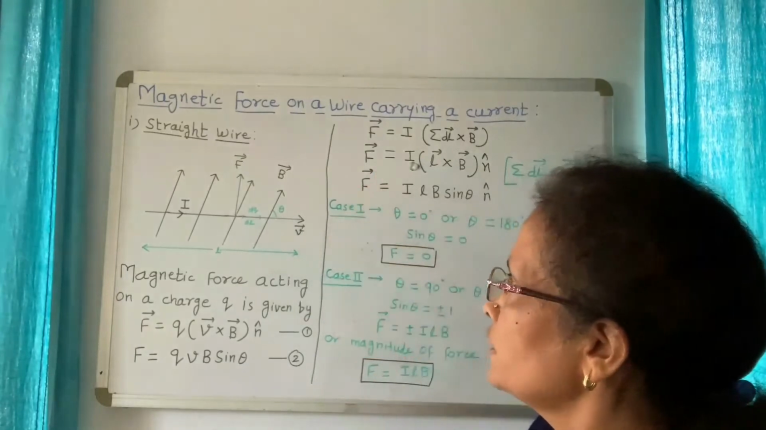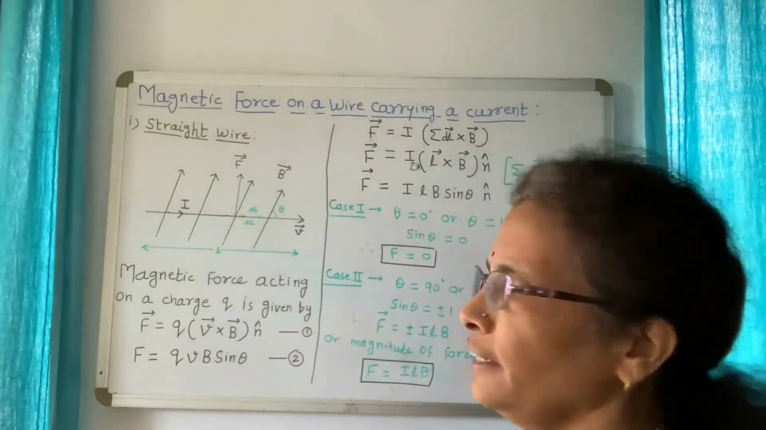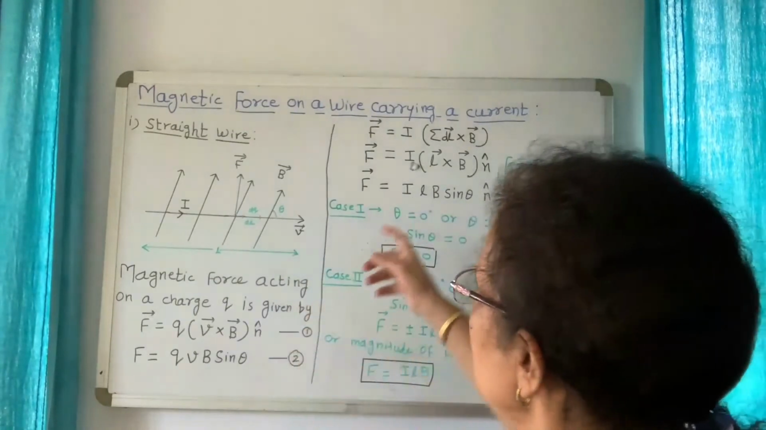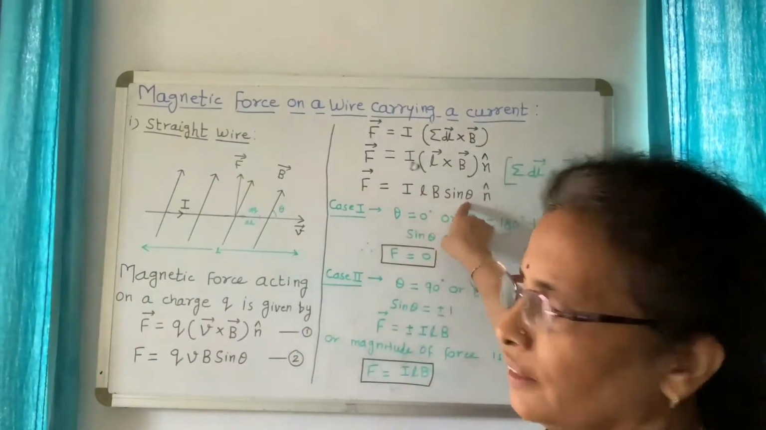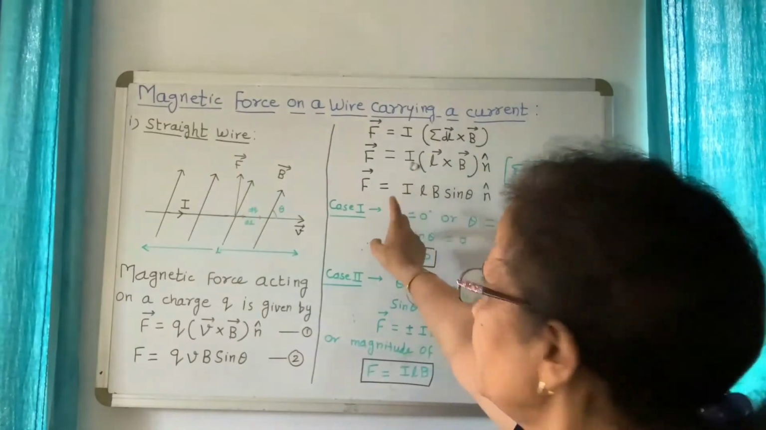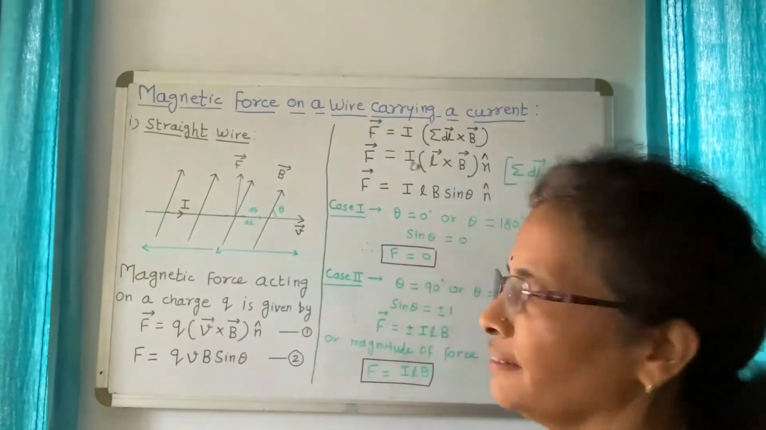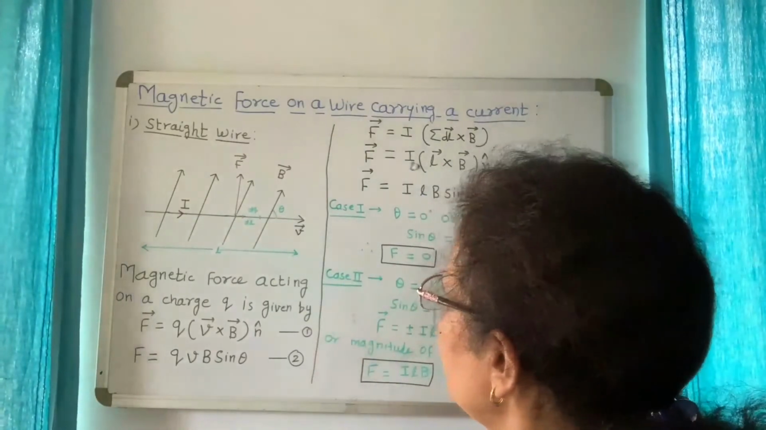Is this force constant everywhere, in every position of the magnetic field and current? No. This force changes with the angle. Because the current is fixed, the length of the wire is constant, and the magnetic field is constant, but theta changes. So we have different cases.